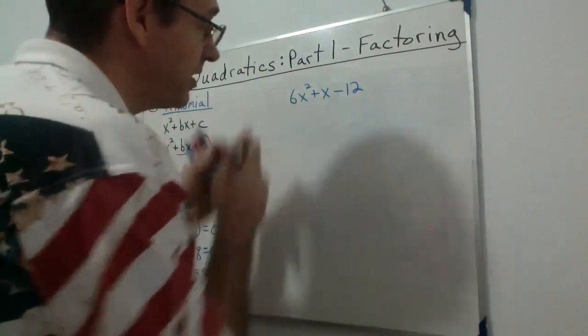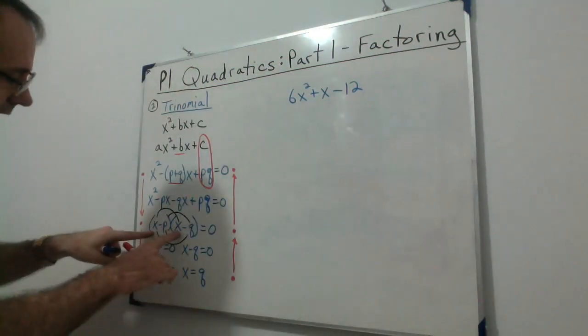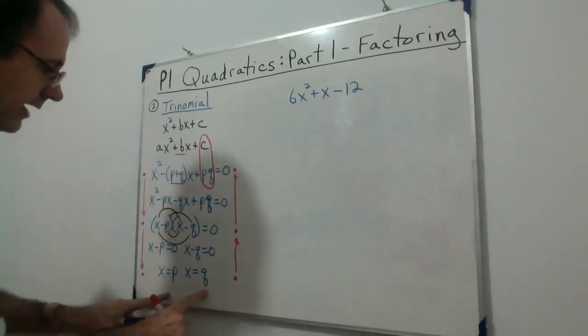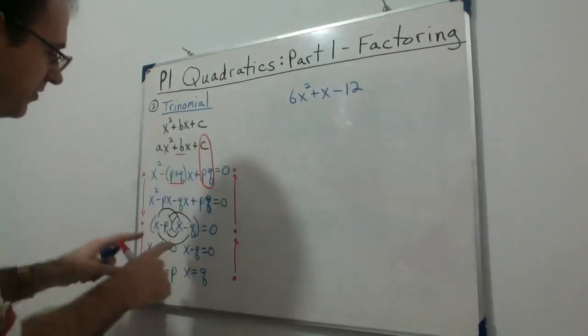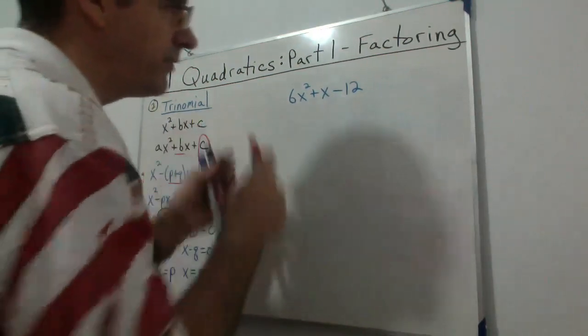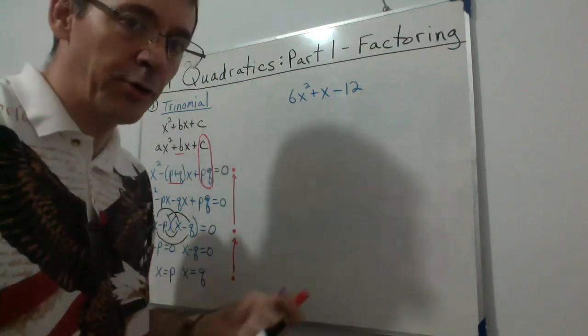So here we have this in the front. Notice that our x times x comes from the x squared. Just like our PQ comes from the C, our x times x comes from the front term. Well, now we have a number in the front, so that means we need to factor both of them.